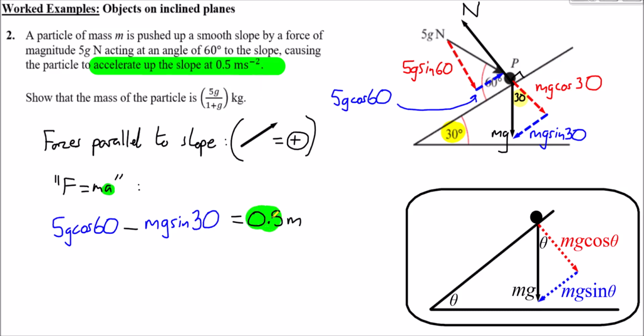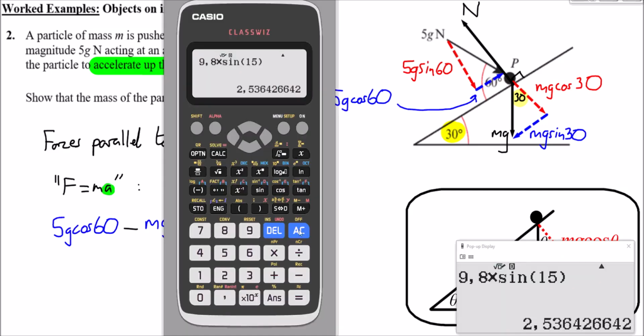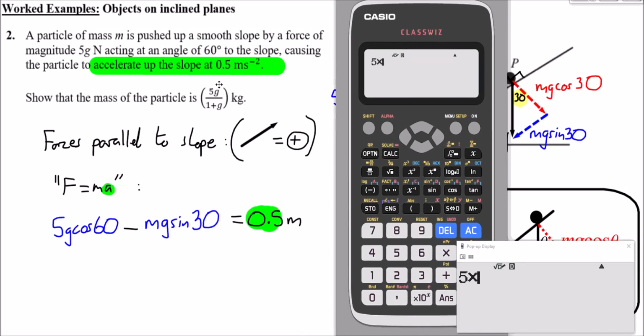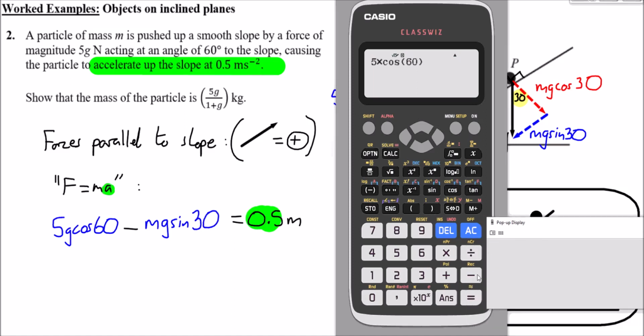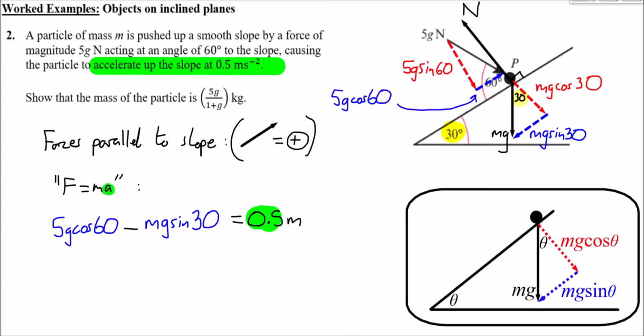So next, we can work out what these bits are here. So 5g cos 60, so what's that going to be? We need to leave it in terms of g, don't we? So what's 5 times cos 60? 5 times cos 60 is going to give us 5 over 2, which is 2.5 if you prefer. So we're going to have 2.5.